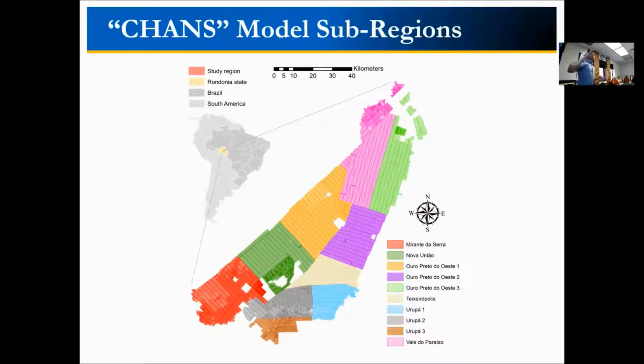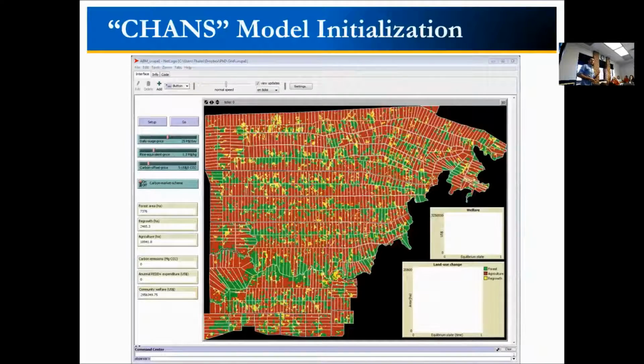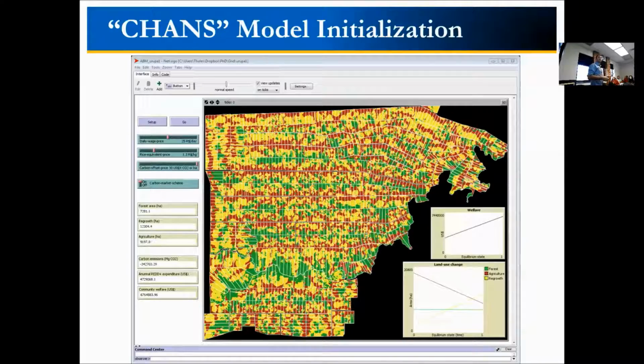This is how the model looks. I had to divide it into some subregions. I'm going to show you how the model looks for this modest region. This is how the model starts. You have different land uses: agriculture, secondary forest, and mature forest patches. And then I can play with these variables here. I can offer the farmers some level of payments, and then I can see how that affects the landscape.